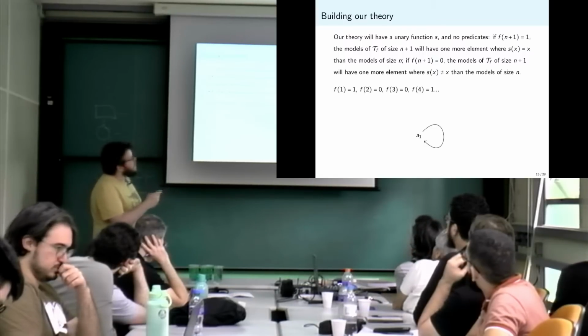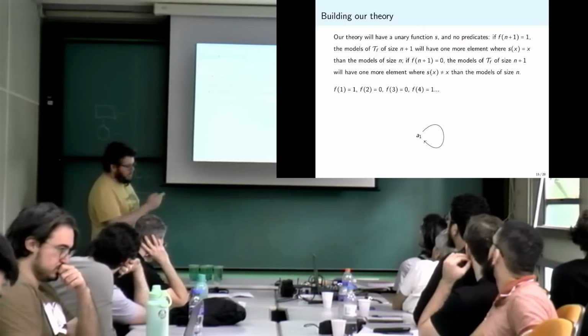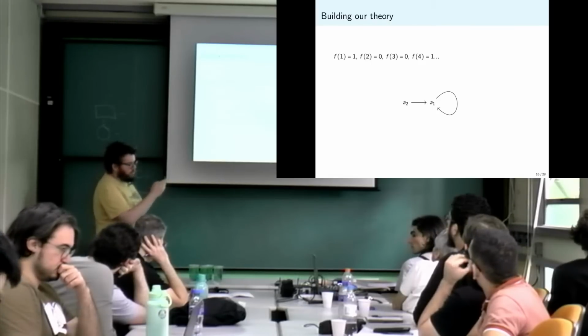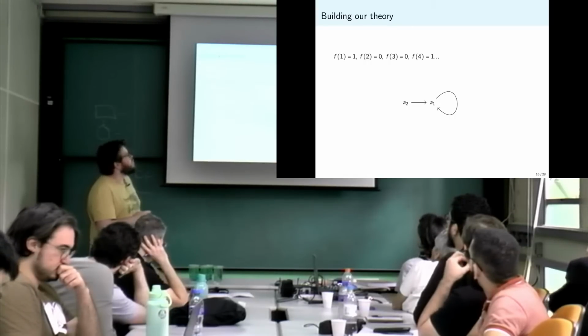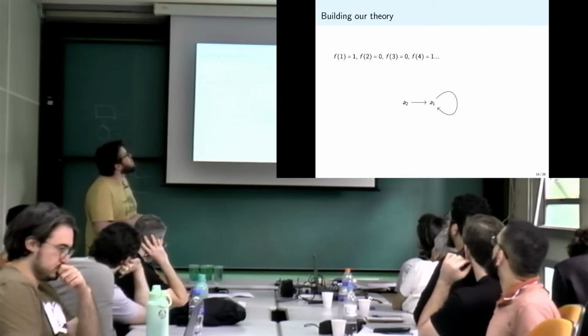Now, because the second element in the sequence is 0, this means that I have to add an element to the model to get another model, but the function can't be a loop on this element. So I only have one option. There is only one model of this theory with 2 elements, this one.